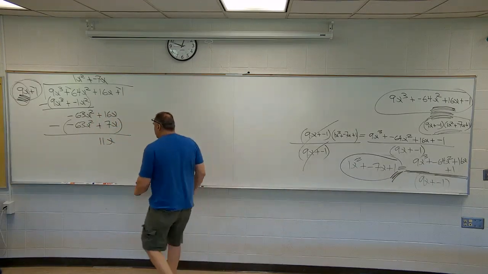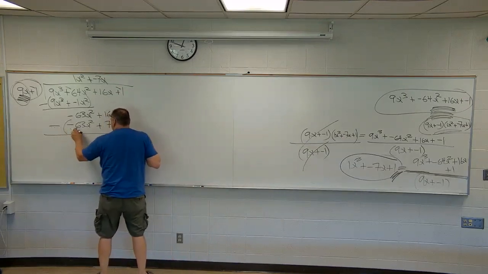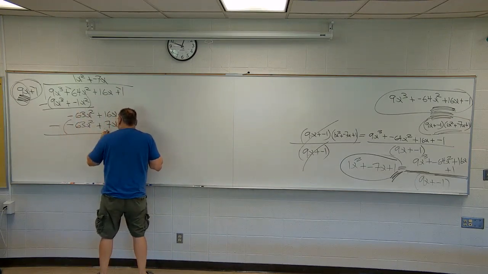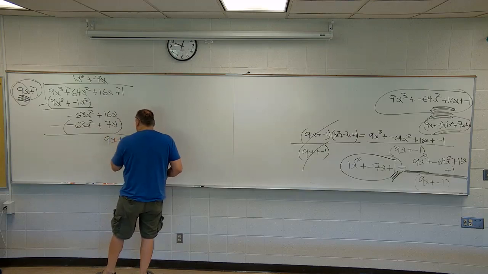Forgive me, not 11x. Let's try that again. It should be 9x. Minus a minus is plus. Plus 63x squared and negative 63x squared is 0. Minus here is negative 7x. Negative 7x and positive 16x is 9x. Now bring a negative 1 down here.